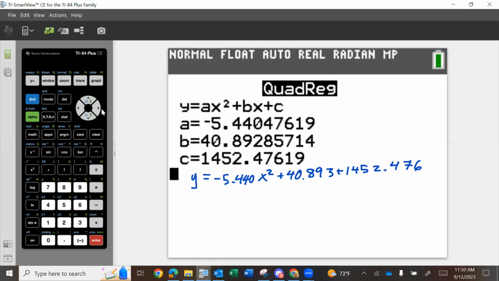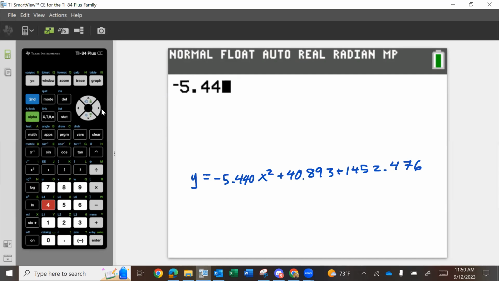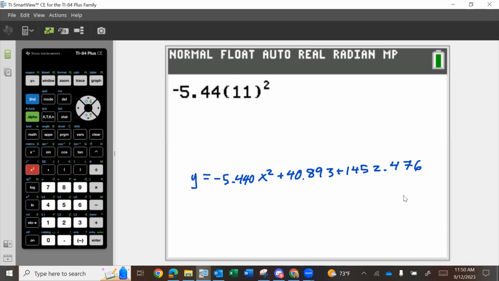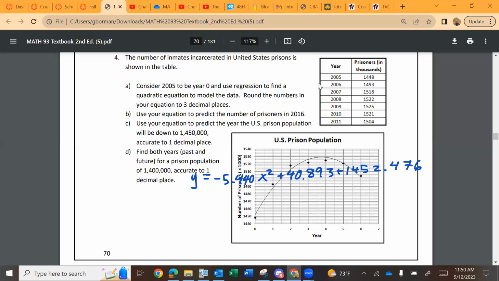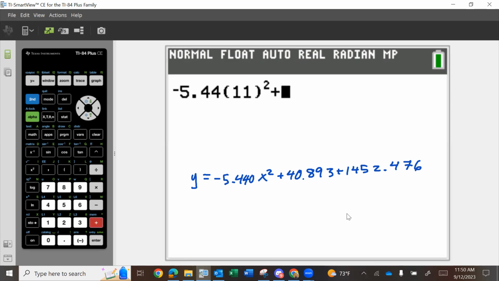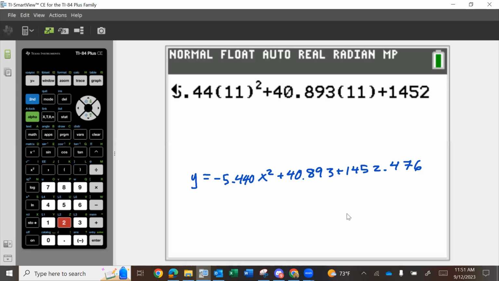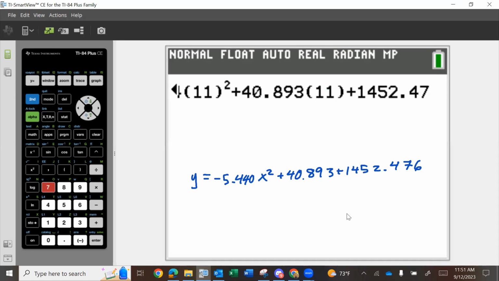So I'm going to go negative 5.44. I don't really have to do the 0 on the calculator, it won't care. I'm just plugging year 11 in for x, because in this problem, the years are the x values. Then we go plus 40.893 times year 11, plus 1452.476. I think I typed that all correctly.